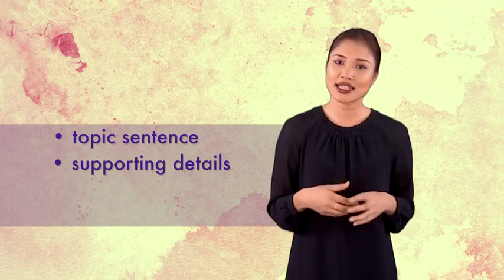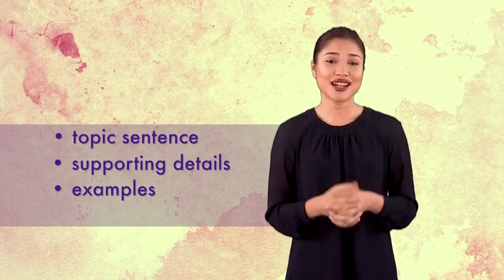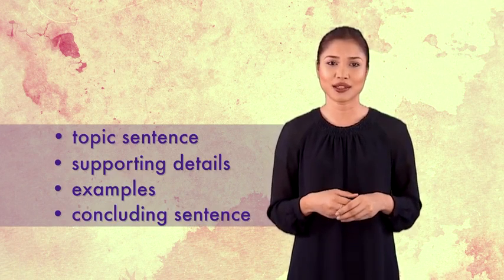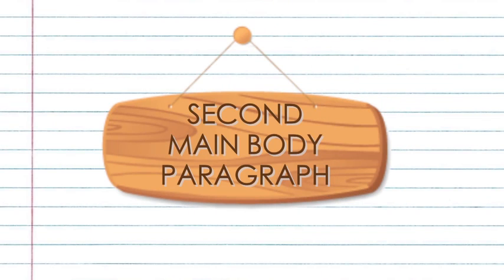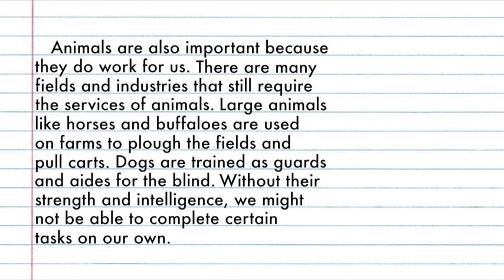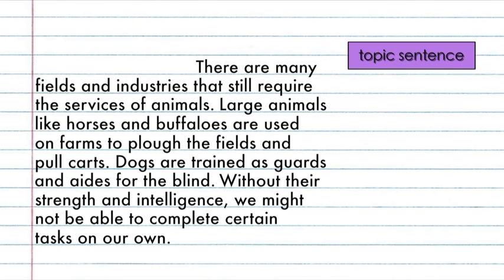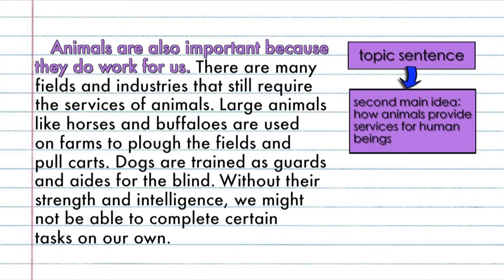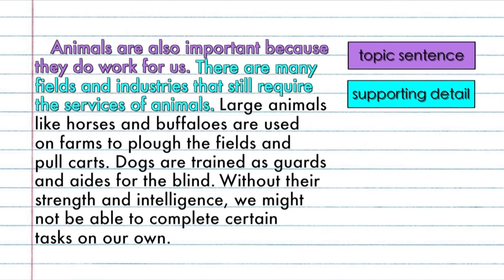Then, continue writing the second paragraph in the same style. Make sure to include the topic sentence, supporting details, examples, and concluding sentence in the correct order. This is my second paragraph of the main body. This is the topic sentence. This is the supporting detail.